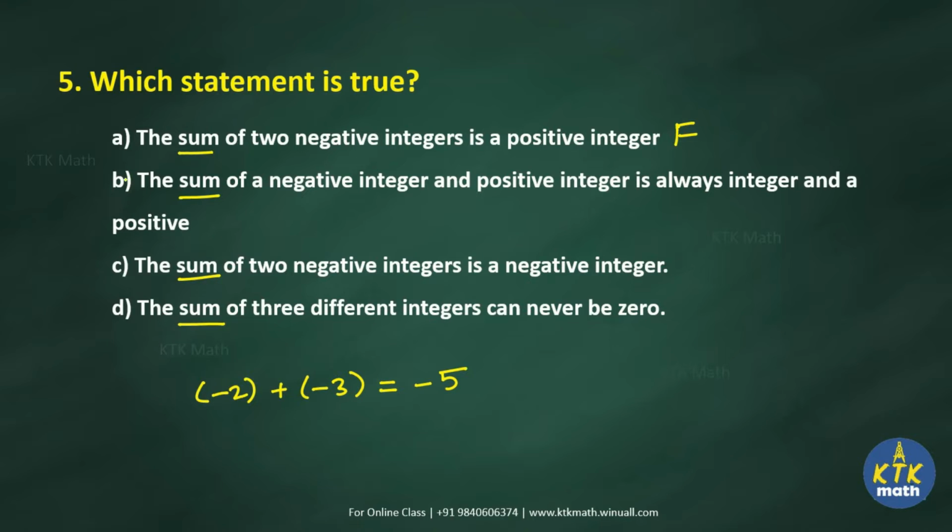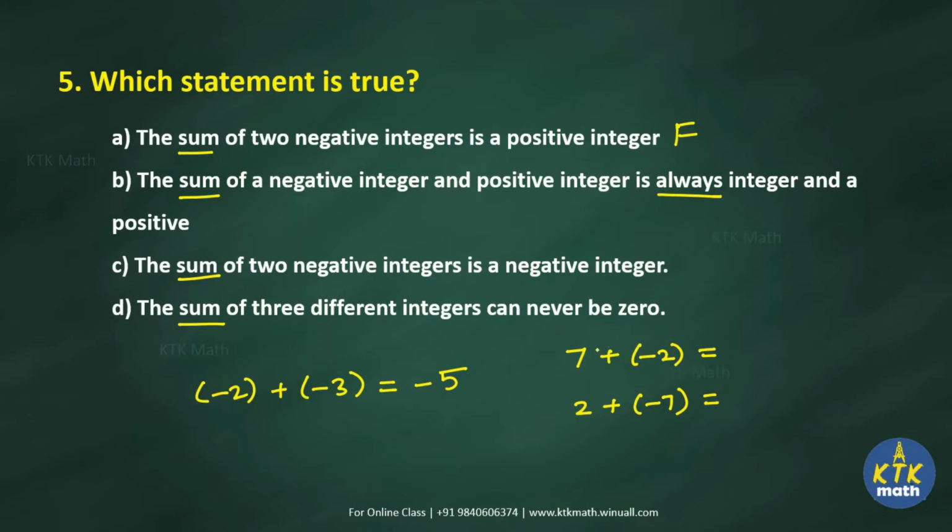Next, to check the second one: the sum of a negative integer and a positive integer is always positive. Is it possible? When we add one negative and one positive, they are saying always positive. It is not going to be like that, because if your question is 7 plus minus 2, or 2 plus minus 7, what would be the answer for these two? What is the rule when symbols are different? While subtracting, you subtract and take the greater number's sign, right?